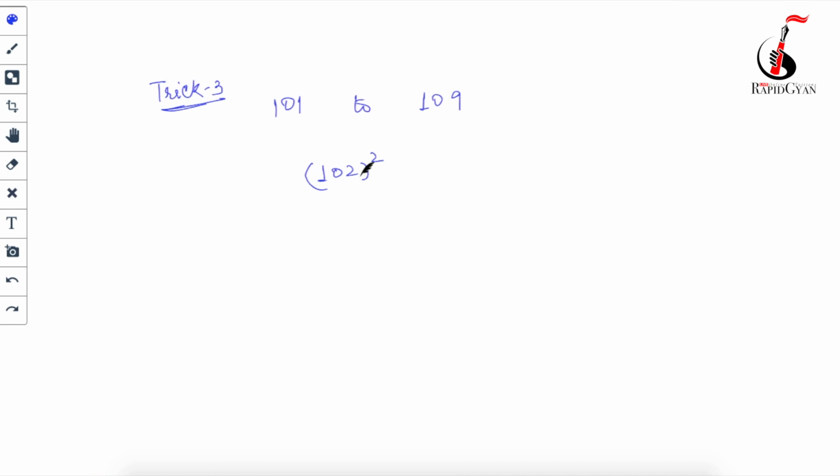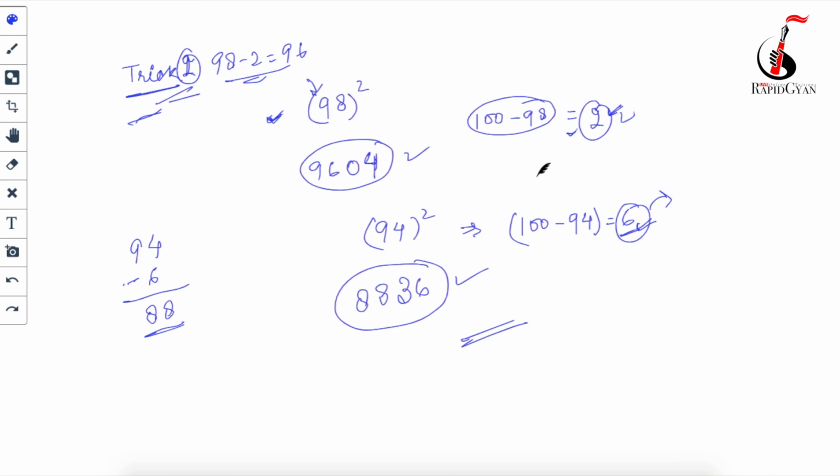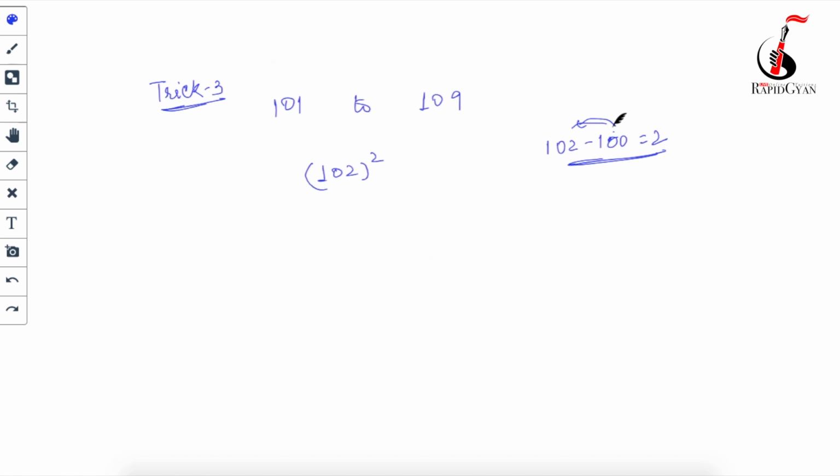First, find that 102 is 2 more than 100. 102 minus 100, what will you get? 2. In the last trick, you were subtracting the number from 100. Here you are subtracting 100 from the number. You will get 2. Again the same thing, 2 square you will have to write as 04 instead of 4. What will you write? 04.